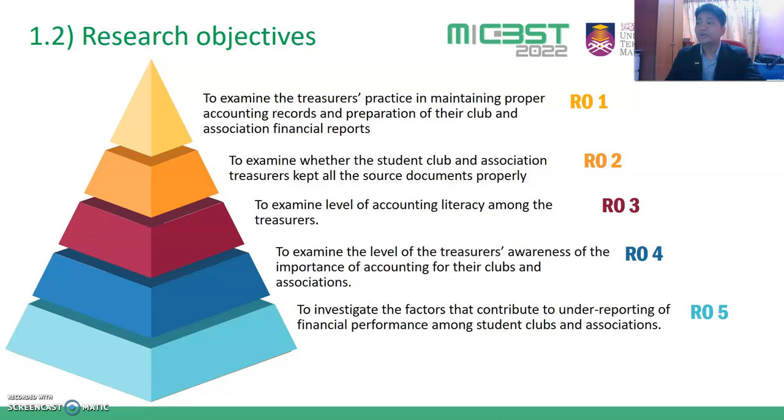Number 4, to examine the level of treasurers' awareness of the importance of accounting for their clubs and association. And last but not least, research objective number 5, to investigate the factors that contribute to underreporting of financial performance among student clubs and associations. So that was the main objective of this study.